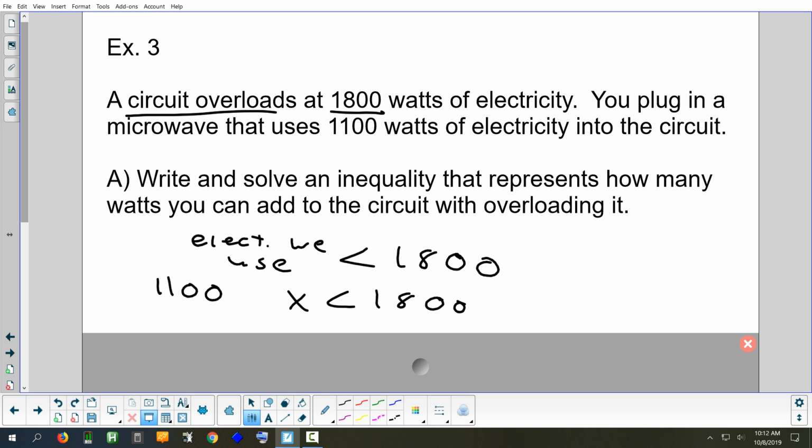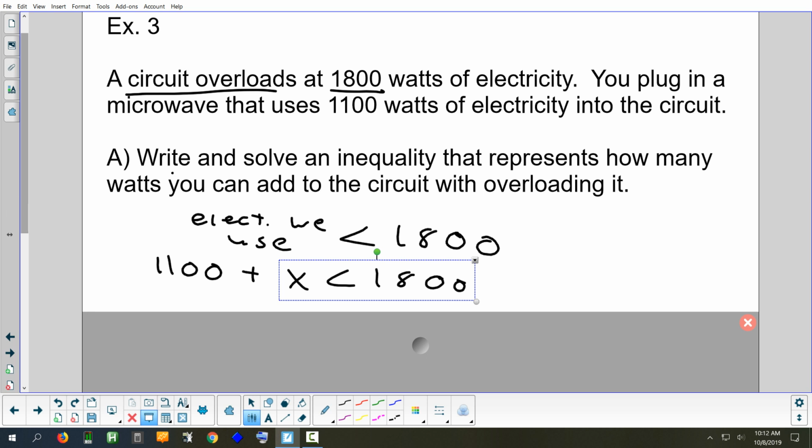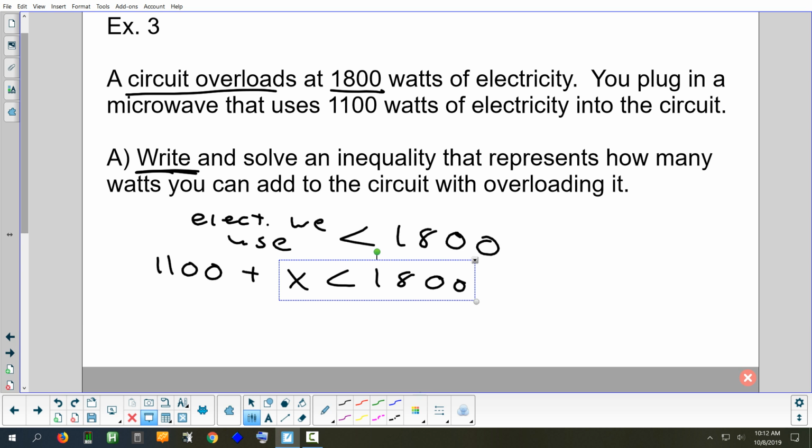Yeah. This is how much you've already used, plus you can use some more. How much more exactly, we're going to figure out. But you just have to make sure you stay under 1,800. So this is the right part. We've written an inequality. Now how would we solve that to get x by itself?